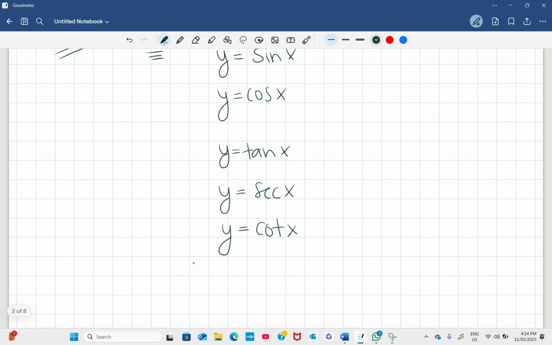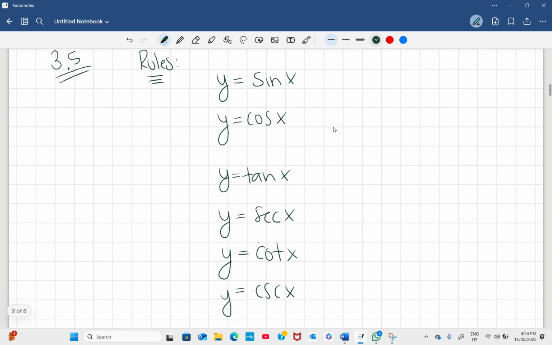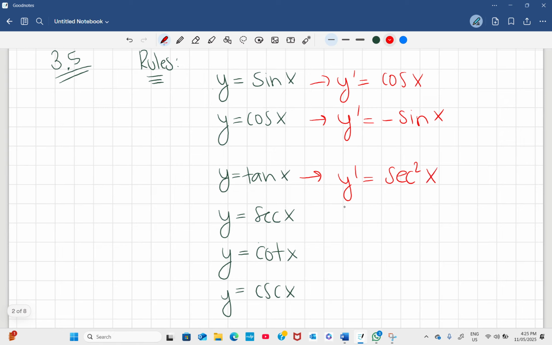And so we have to memorize these rules. When y is sine x, my y prime is cosine x. When my y is cosine x, my y prime is negative sine x. When I have tangent x, the derivative is secant squared x.